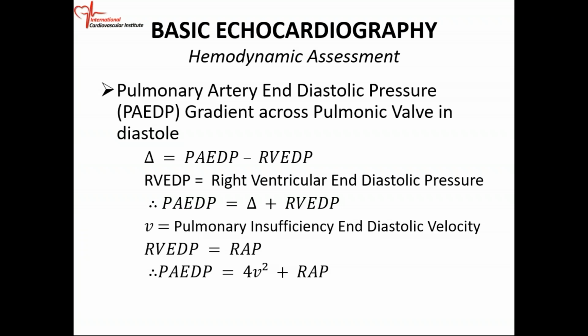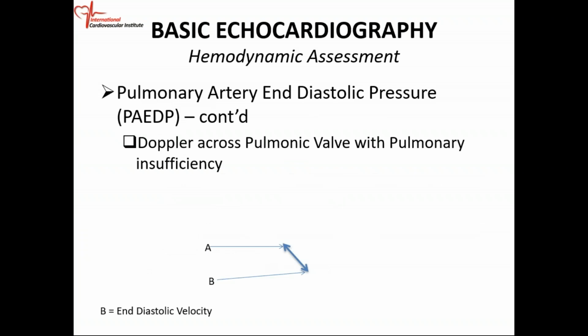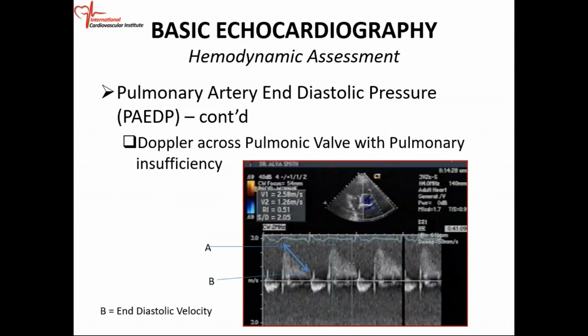Okay, a few years ago we had to put invasive catheters into patients to get this information, but you can use echo Doppler and hemodynamic principles to get pulmonary artery systolic pressure and pulmonary artery diastolic pressure. Let me just show you. So when you have pulmonic insufficiency, you get an envelope looking like this.